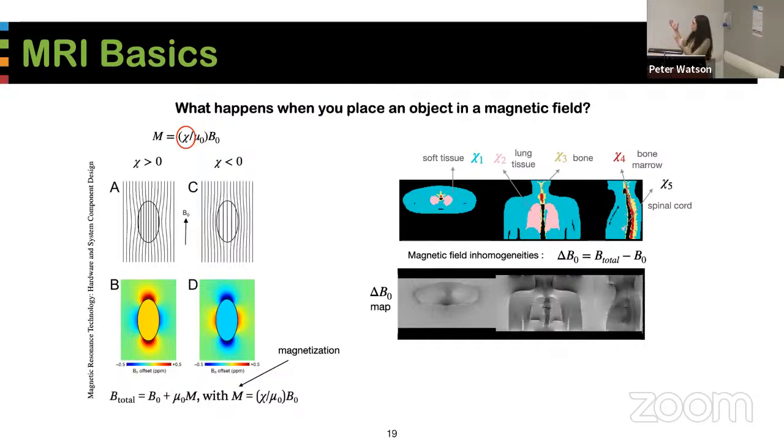For example, here's a simulation of a human torso. We've got soft tissue, lungs, bone, bone marrow, spinal cord. Each one of these tissue types has its own magnetic susceptibility. Some of them might be positive, some might be negative, but different values. Below it, we have a simulation of what the field offset would look like for this particular susceptibility distribution. And we see that at the interface between the tissue types, we have these strong magnetic field inhomogeneities, just like we did in the simplified spherical object.